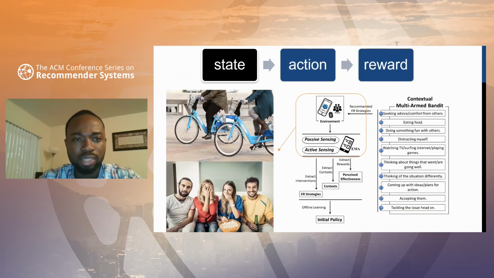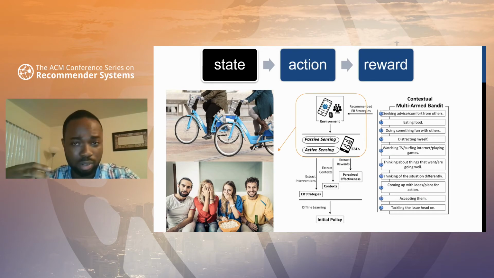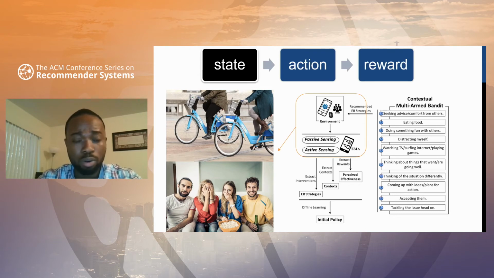And so what are some of the state variables that are included in this work? Examples are, like I said before, the GPS location of the person, whether the person is at home, in school, at a mall, etc. The social context of the person, for example, whether the person is with family or friends, and whether the person is doing some activity outside or within, or cycling, or being in a car, for example.